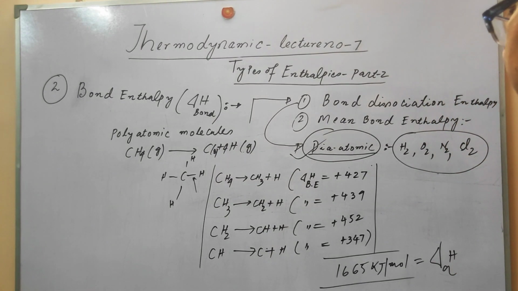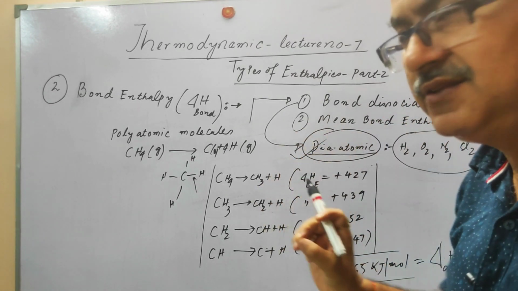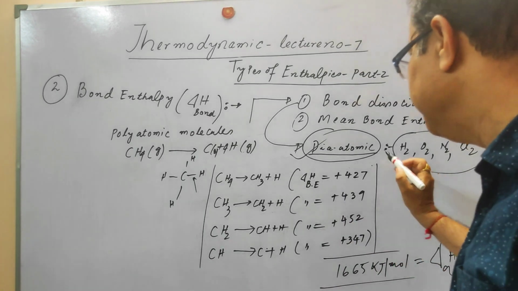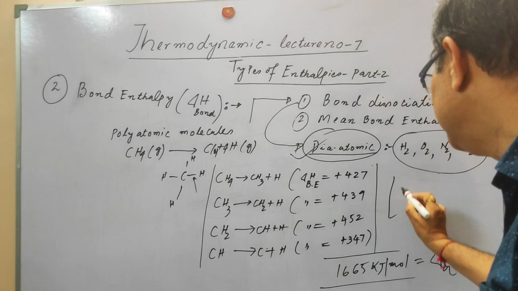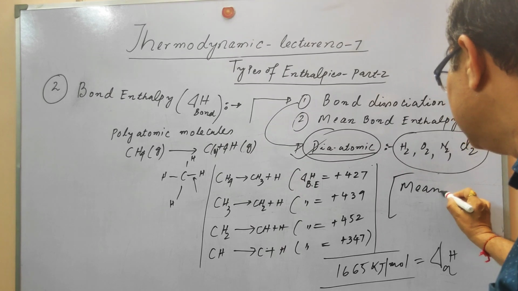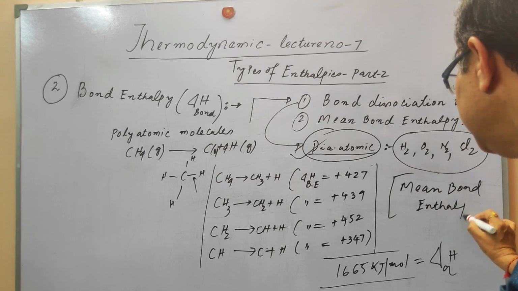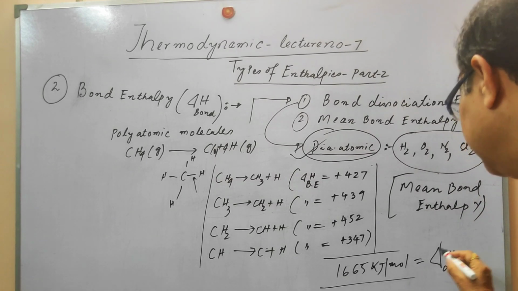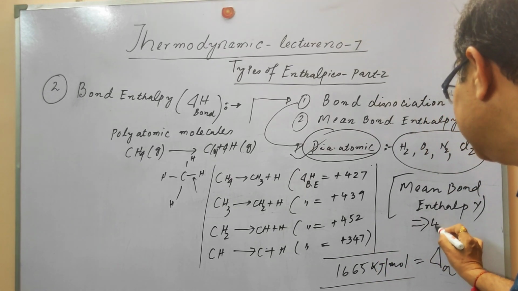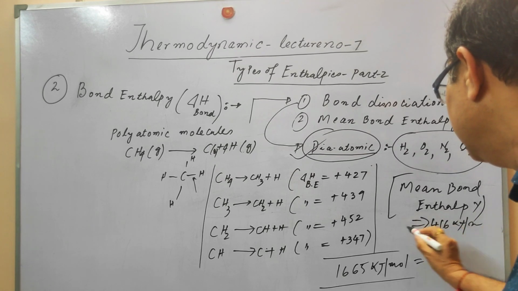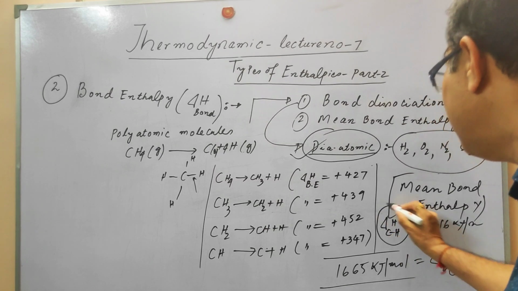So we see that every bond has a different energy. When we break these bonds, it will require different energies. So at that time, the bond dissociation enthalpy will not be practical. You have to use another term, that is mean bond enthalpy. When we divide it by 4, it comes around 416 kilojoule per mole. So we can write this in C-H. This is the mean bond enthalpy.